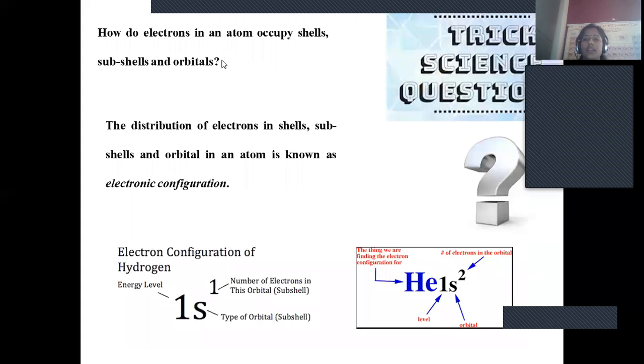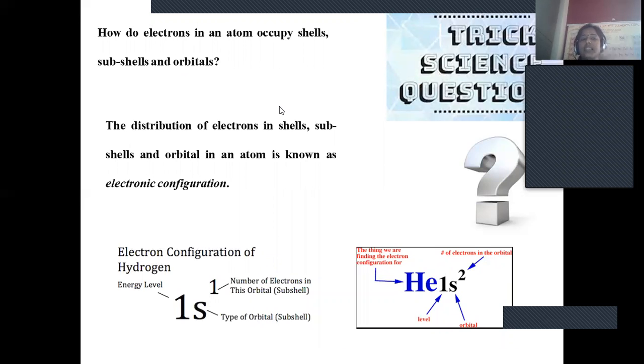All right. Now, a tricky question based on this concept. How do electrons in the atom occupy the shells, subshells, and orbitals? Where can you accommodate these electrons? Already we know nucleons are placed in the central part, which are associated with protons and neutrons. And around that, electrons are traveling in their region.